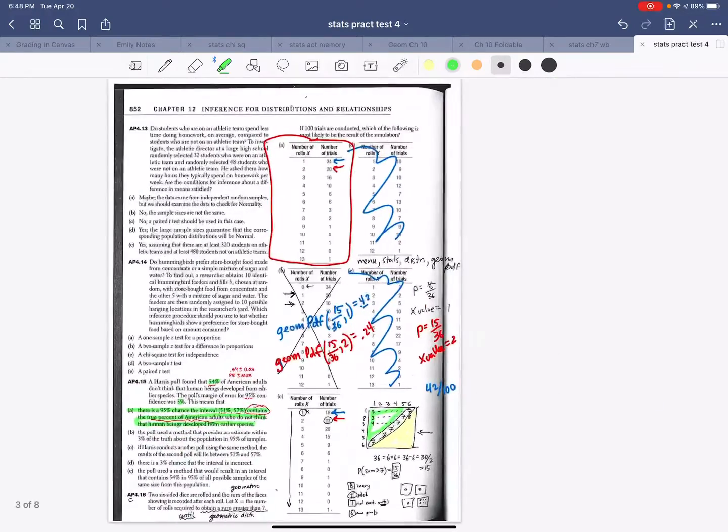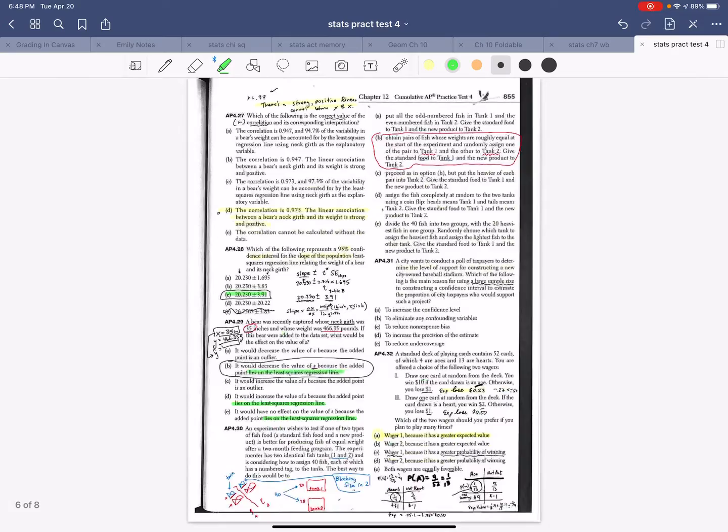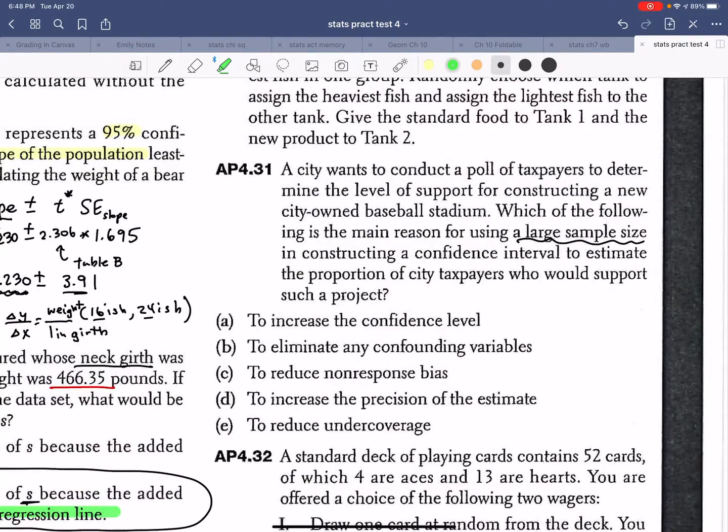Okay, last question, number 31. So let's take a look at this section. It says a city wants to conduct a poll of taxpayers to determine the level of support for constructing a new city-owned baseball field. Which of the following would be the main reason for using a large sample size? So remember, if you increase the sample size, you increase the power of the test. We've said multiple times that just by asking more people, it won't increase our confidence level. If we did a 95% confidence level, but instead of asking 200 you ask 500, it's still a 95% confidence level. So it won't affect this.